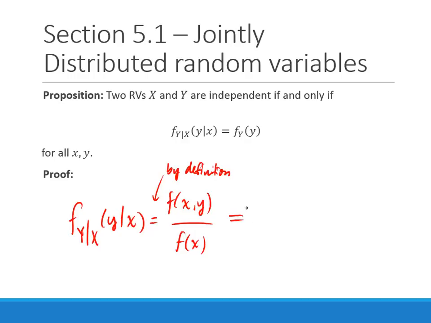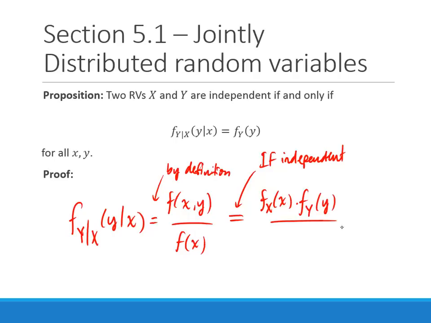And if they're independent, then I can rewrite the numerator. The numerator becomes f of x, the marginal PDF of x, times the marginal PDF of y, and now we get some nice canceling going on here. The x PDFs go away, and this is just the marginal distribution of y. QED. So again, this would be an equivalent way to show independence. You could think about factoring the joint density, or showing the conditional distribution is equal to the marginal PDF there.